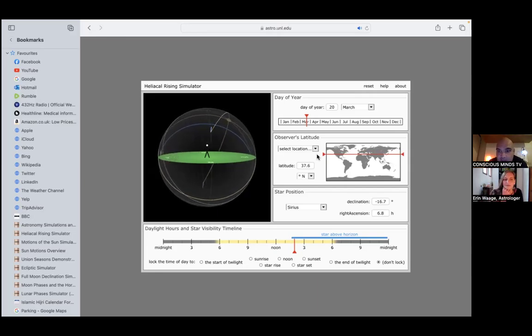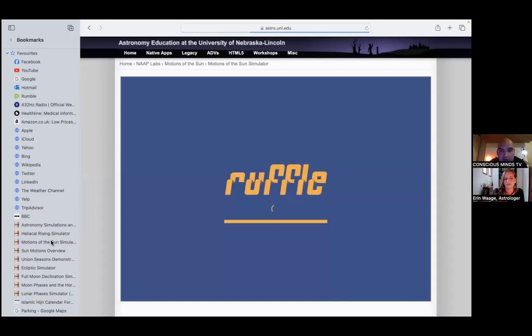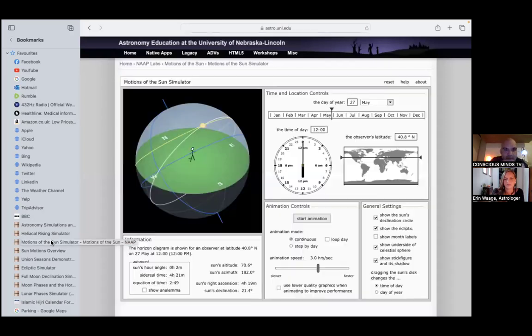If I now change the date, this is on March the 20th. That's how high the sun is, this high in the sky. March 20th would be the spring equinox. But then when I go to December, the sun is much lower in the sky, which now leads me on to my next section.